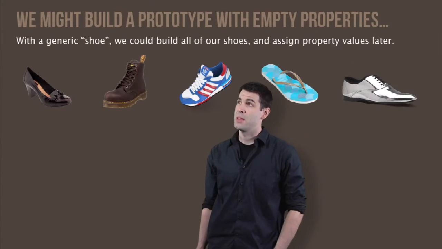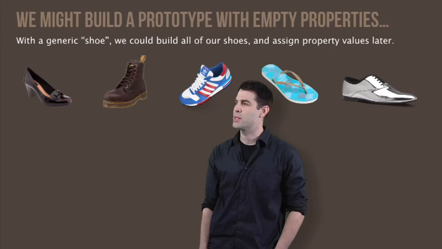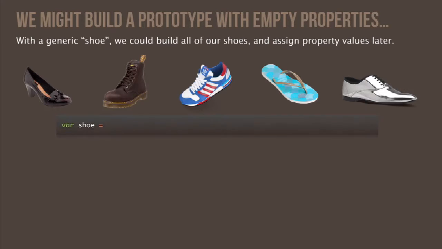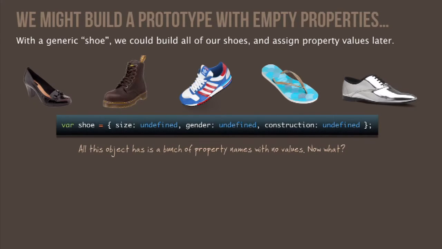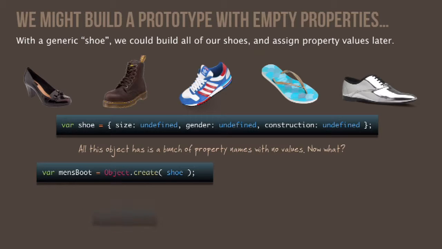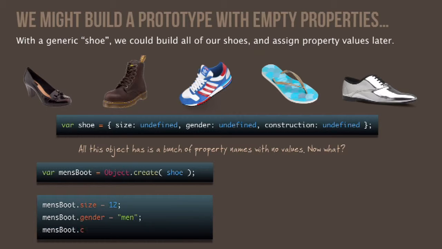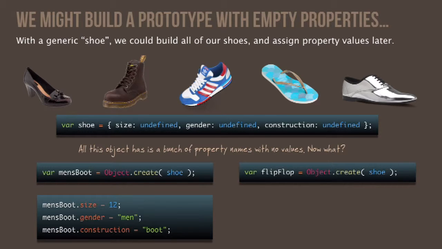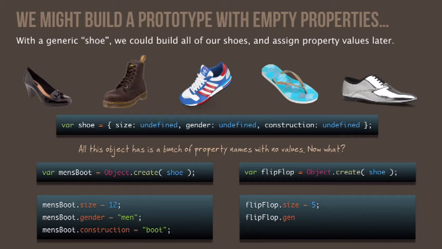What can we do about that kind of situation? Well, we might build a prototype that has just empty properties, all the properties that we want that are empty. Let's see what happens when we do that. If we make our shoe variable have all those same properties, but now set all those properties to undefined, so now we have a prototype that's empty, but what do we do with it? Well, let's try making a mensBoot variable and assigning to it the object that comes out of Object.create on shoe. What we get then is just an empty shoe object, right? And then we have to assign all the properties their specific values. We'd also need to do the same thing with a variable called flipFlop. We could create an empty shoe, and then assign all of the properties.